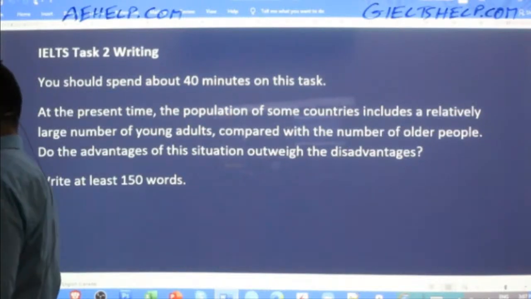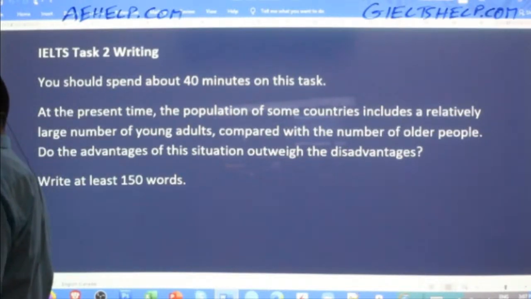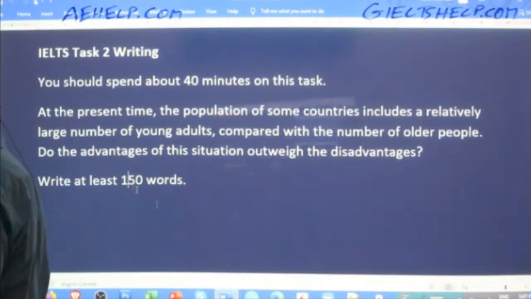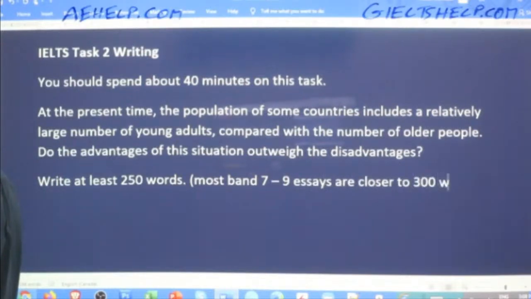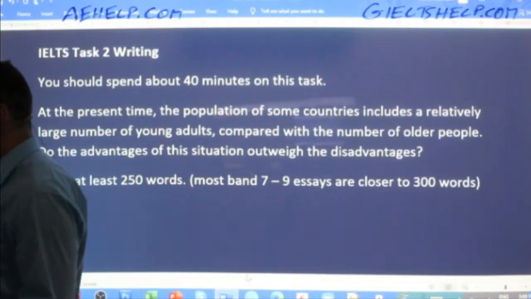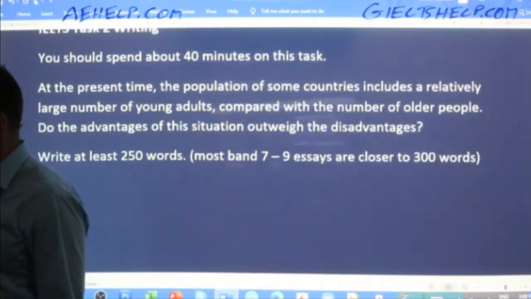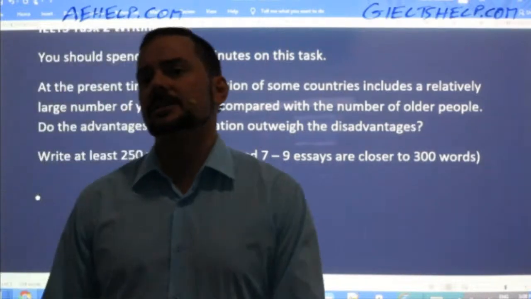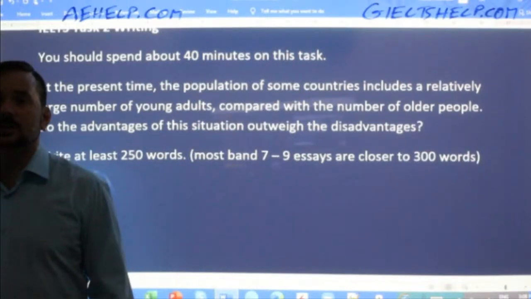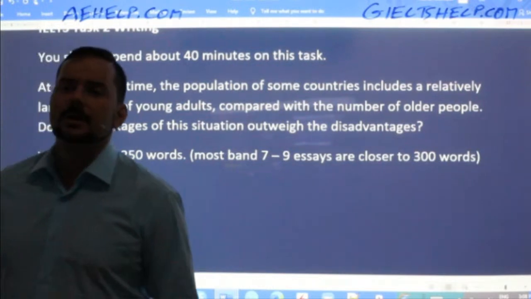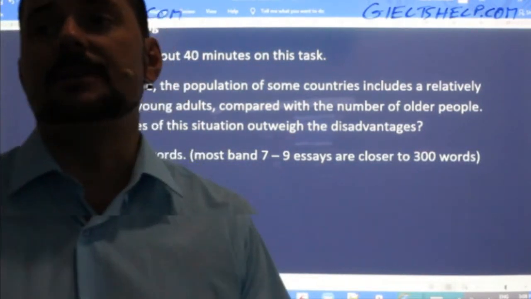Okay, and yeah, it's 250. I guess that's why somebody said, isn't that supposed to be 200? Yeah, it's my typo. It's at least 250 words, okay? So Task 1 is 150. You need to write at least 250 words in Task 2. Keep in mind that most band 7 to 9 essays are closer to 300 words, okay? They're more expressive, they have more content, okay? All right, so it's an interesting question because in some countries, there's actually a lot of elderly people, and it's kind of the opposite, okay?